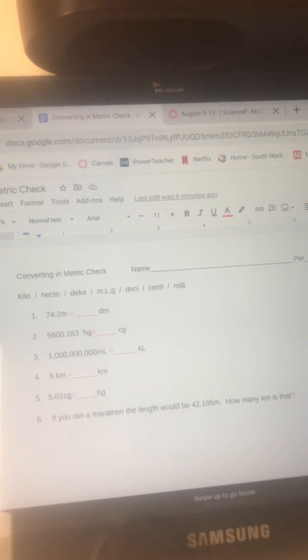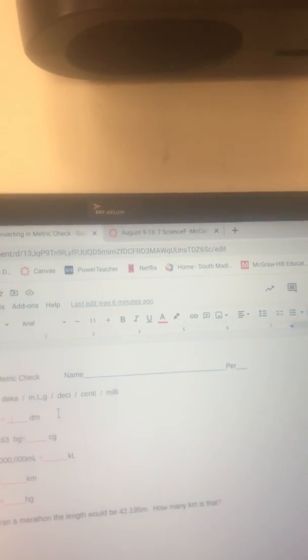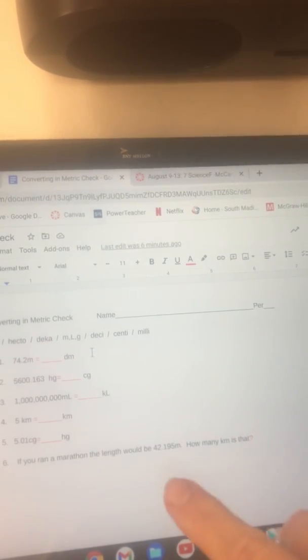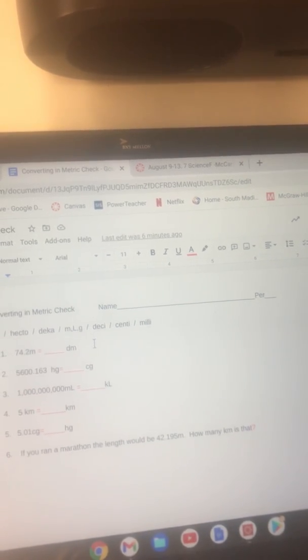Now the next one is a word problem, and it's no different than the other stuff. And let me get this so I can write on it. Oops. Now I got it upside down. Okay, so if this confuses you, read it. It says, if you ran a marathon, the length would be 42.195 meters. How many kilometers is that? And I actually looked up that number, and that's accurate for a full marathon.